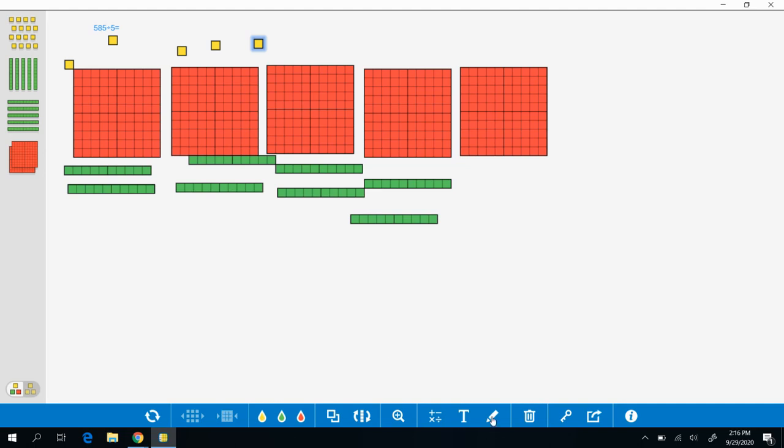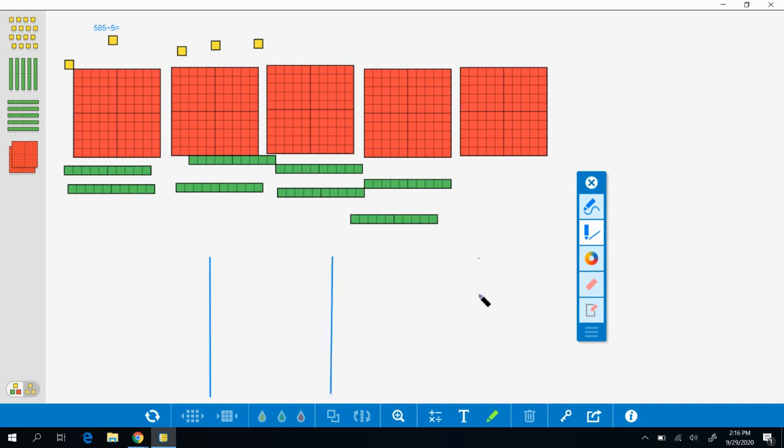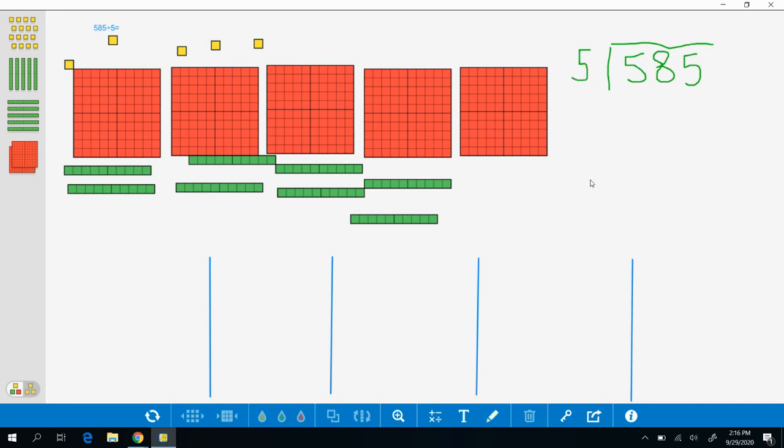585. Now along the bottom, I'm going to make 5 groups because I'm dividing 585 into 5 groups. So 1 group, 2 groups, 3 groups, 4 groups, 5 groups. And then I'm going to change the color for my standard algorithm notation, and I'm going to write out the number 585 divided by 5. All right, let's take a look at what we have so far.